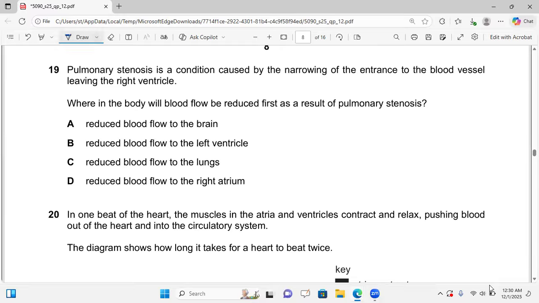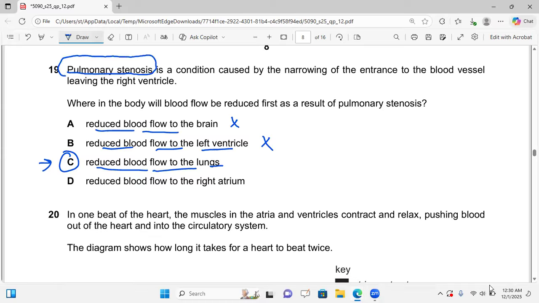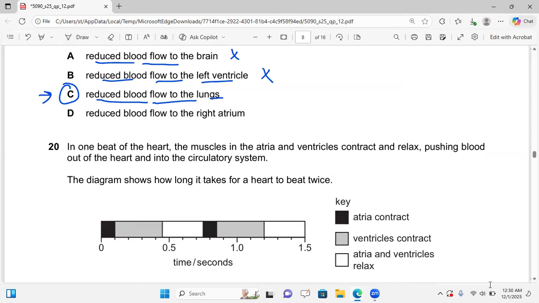Let's check what he is saying. Reduce blood flow in the brain? No. Reduce blood flow to the left ventricle? No. Reduce blood flow through the lungs? Yeah, this one will be perfect. Remember that pulmonary stenosis is the condition caused by narrowing the entrance of blood vessel. So when it has been narrowing, the word pulmonary is related to lungs.